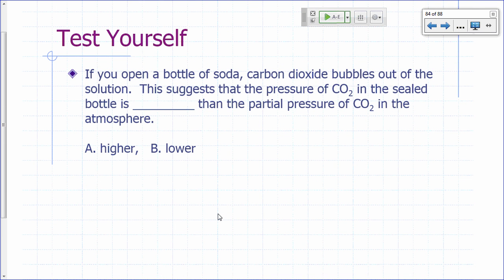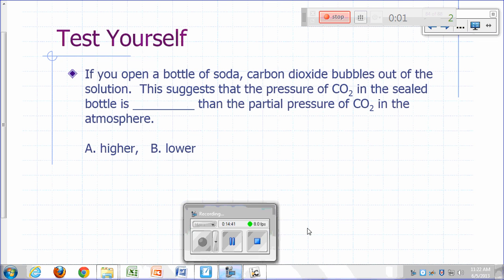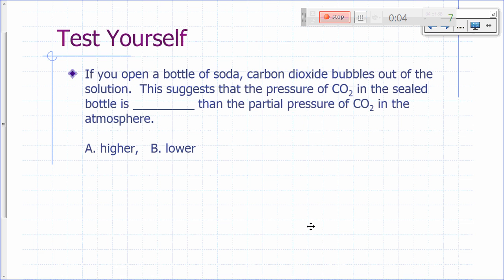If you open a bottle of soda, carbon dioxide comes out of solution. The bubbles you see, that's CO2, carbon dioxide coming out. That's why it's called carbonated, right? This suggests that the pressure of CO2 in the sealed bottle is higher or lower than the partial pressure of CO2 in the atmosphere, in the sealed bottle versus when it's open to the atmosphere. Higher or lower? So the answer is higher.